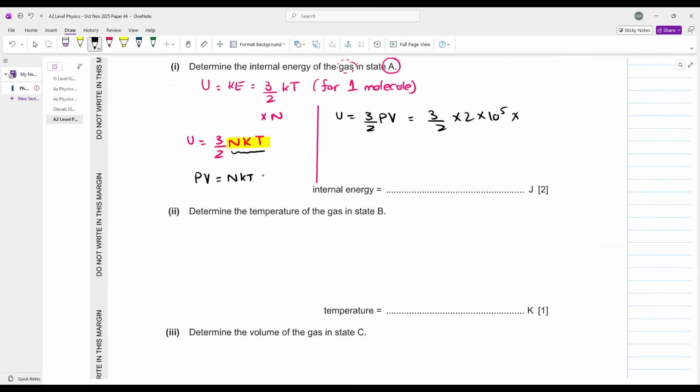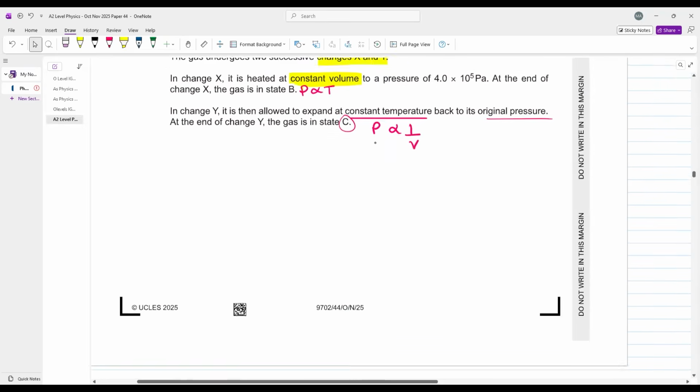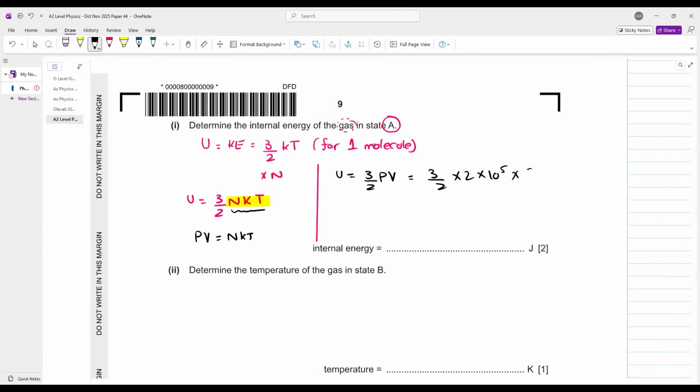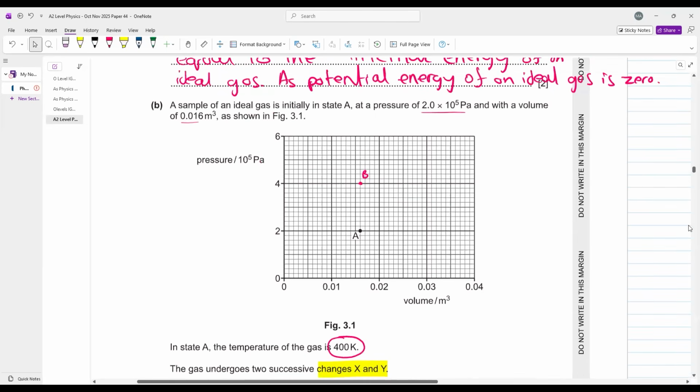What is the volume at state x? 0.16. Can you calculate the answer of internal energy? बेटा internal energy का आंसर निकाल लोगे? The answer of internal energy comes out to be 4800 joules. Okay. Now you have to determine the temperature of the gas in state B. Easy peasy. You have to determine the temperature of the gas at the state B.